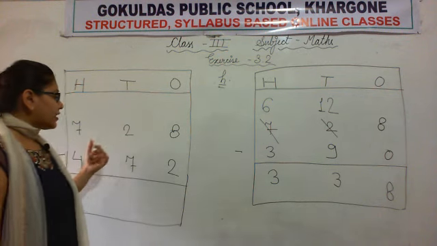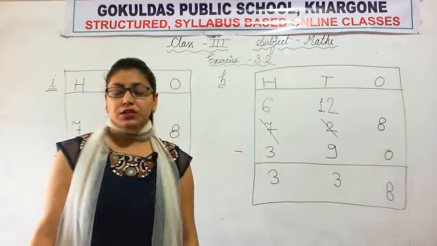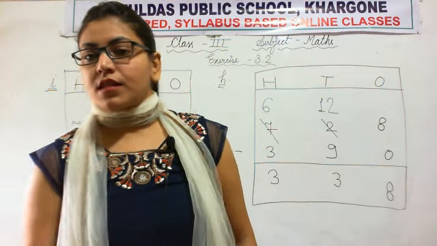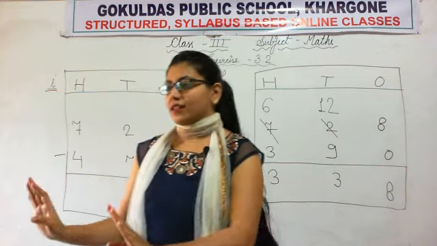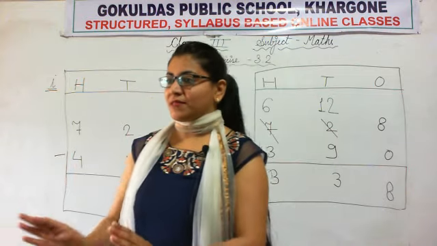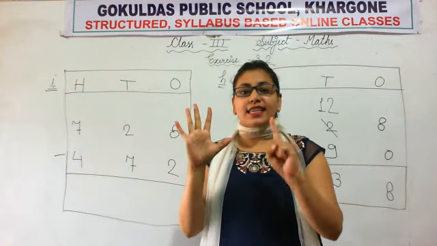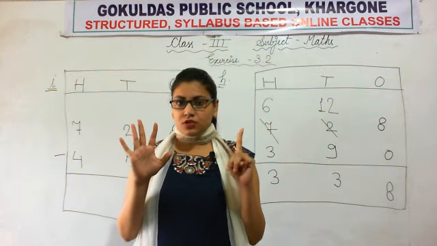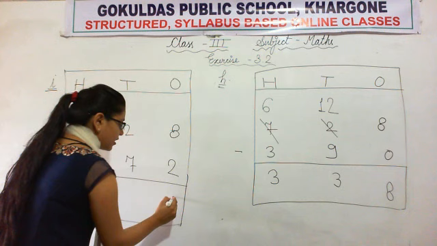Starting from the ones, 8 minus 2. Now can we remove 2 from 8? Yes. So first of all we will count 8 finger marks: 1, 2, 3, 4, 5, 6, 7, 8. Now minus 2, so we will remove 2 fingers: 1, 2. Now how many fingers are left? 6 fingers are left, so we'll write the number 6.